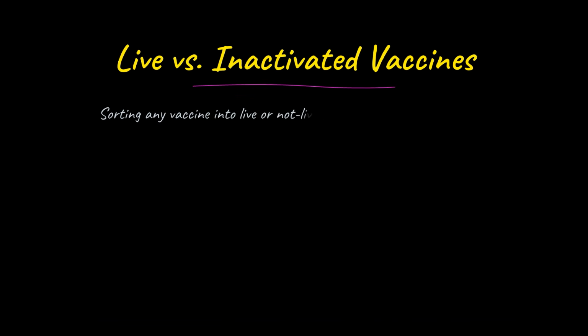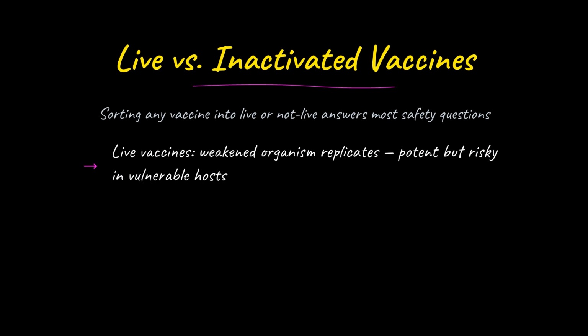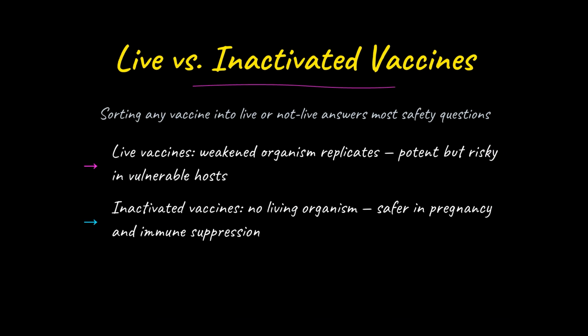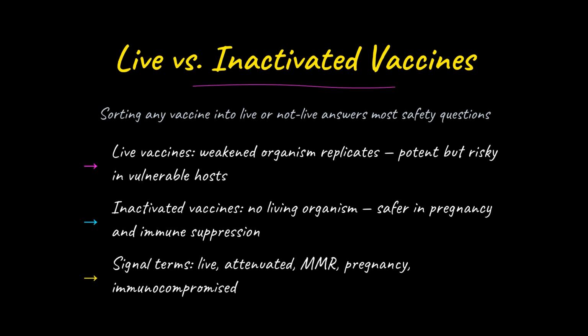The master distinction is live versus inactivated. Inactivated vaccines carry no living organism and are far safer in pregnancy and immune suppression. Once you can classify a vaccine as live or not live, you can answer almost any question about who should wait and who can safely receive it.